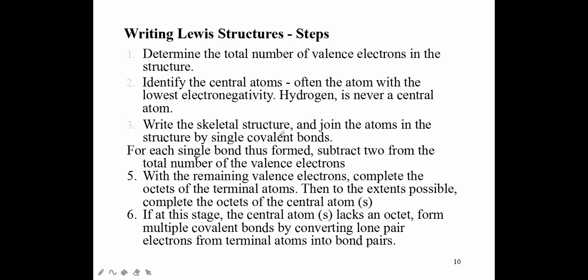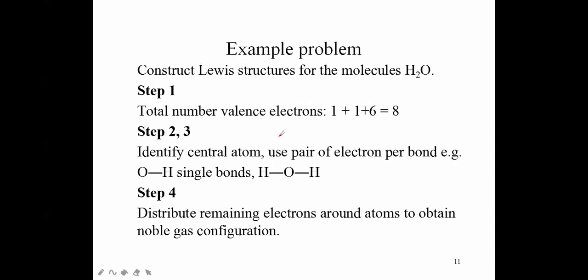Okay. For example, we want to draw the Lewis structure of water, H2O. So first we determine the valence electrons. The hydrogen atom has 1 valence electron. Since there are 2 hydrogen atoms, you have 2 valence electrons from the hydrogen. Then the oxygen has 6 valence electrons, giving us a total of 8 valence electrons. Okay. Step 1. Step 2 and 3, we identify the central atom. Remember, hydrogen can never be the central atom. So our central atom is the oxygen atom.